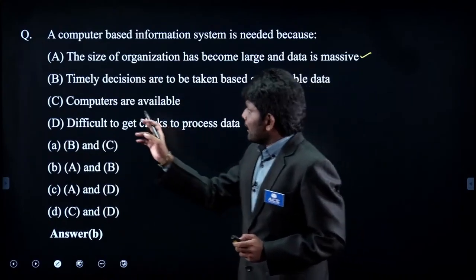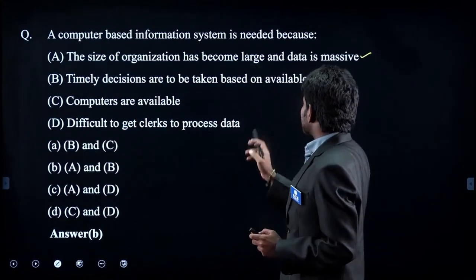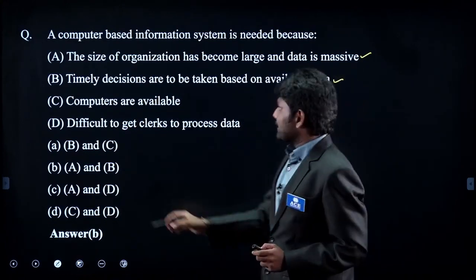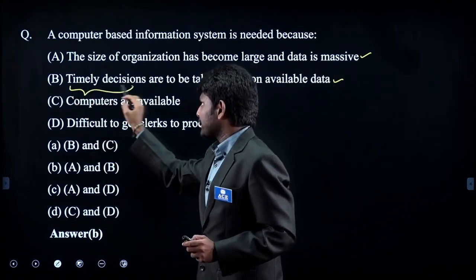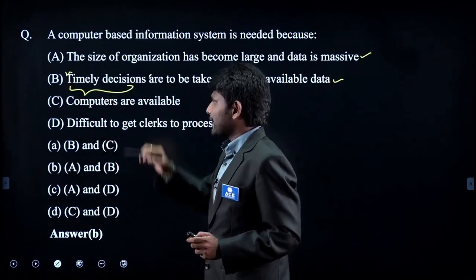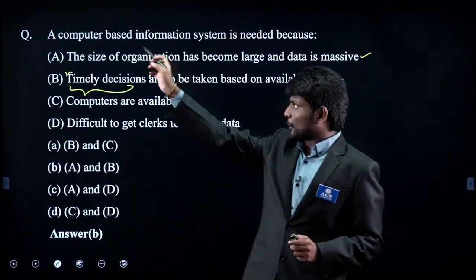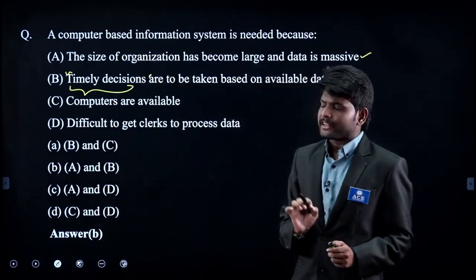Then, timely decisions are to be taken based on available data. I already told you we can increase the speed of decision, so timely decisions can be taken. So B is also one relevant reason to make use of computer-based information systems.